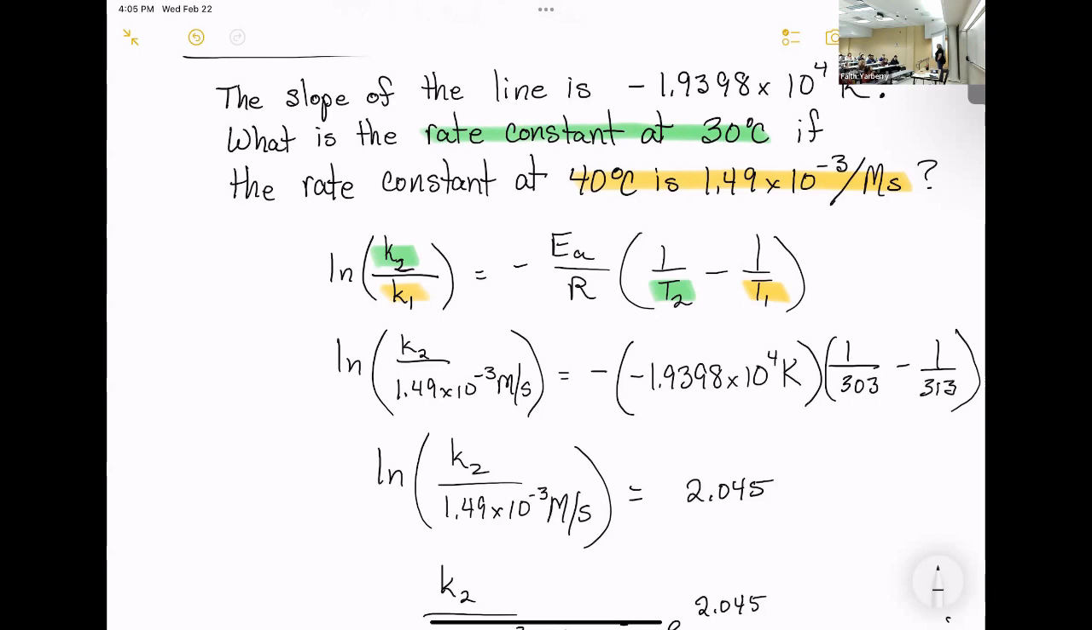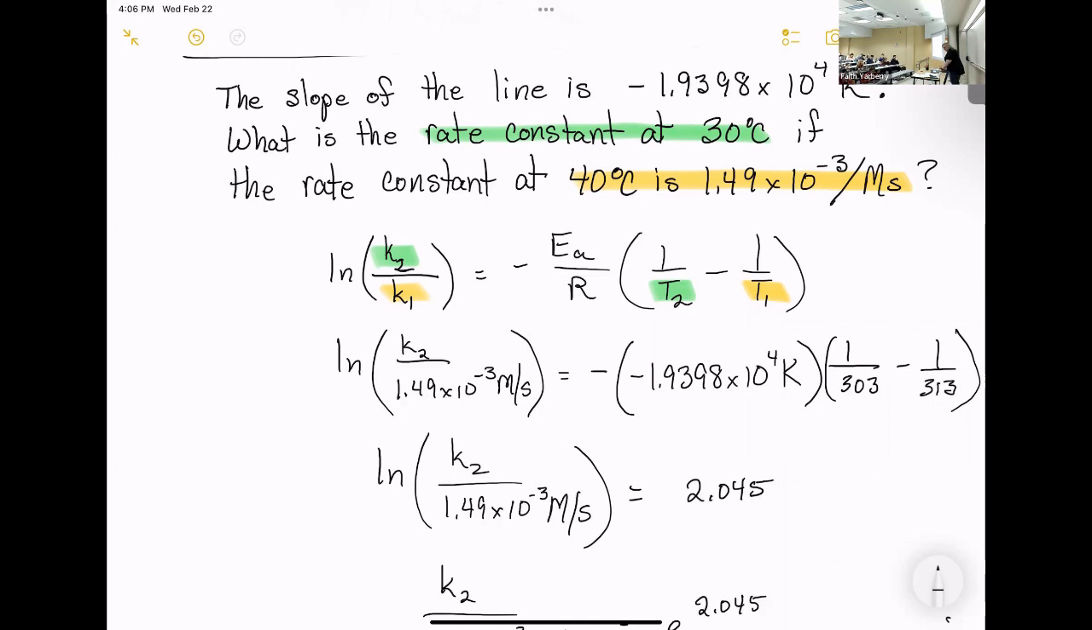303. The other one was at 40, which was 313, and it would have been 1.49 times 10 to the minus 3. Where I originally made my mistake was I put a negative here instead of a positive in front of the 4. But if you do 1/303 minus 1/313 and multiply that by the positive 1.9398 times 10 to the positive 4, you get 2.045.